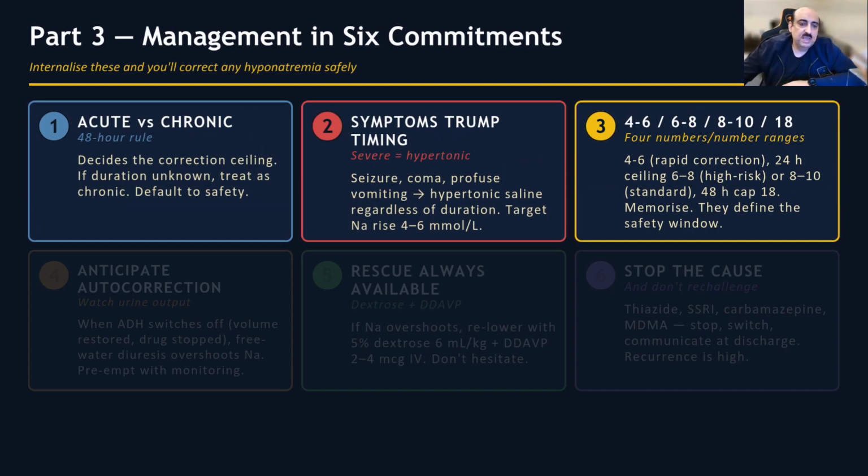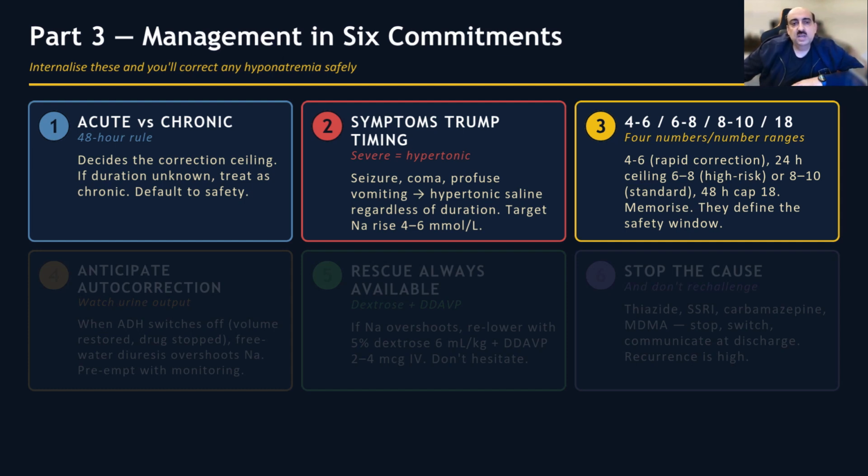It's virtually a recap. Number 1, acute versus chronic. If in doubt, think of chronic as a default condition. Number 2, the symptoms trump the timing. Severe symptoms always trigger hypertonic saline use, whether it's the acute limb or the chronic limb of hyponatremia. But the 24 and 48-hour targets still remain the same.